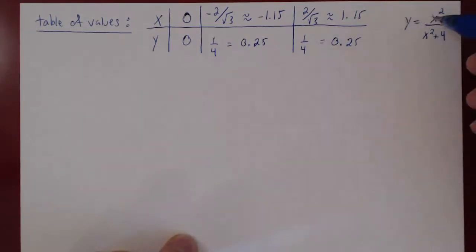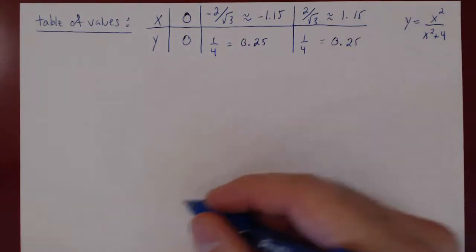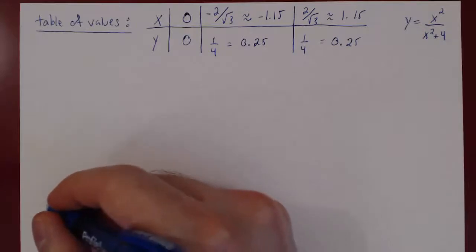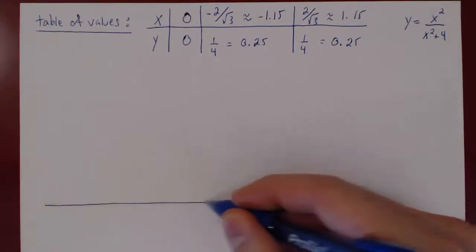And because we're squaring, if you look, x squared is always non-negative, same for x squared plus 4, so y will never be giving you a negative value. So when you sketch your axes, factor this in.